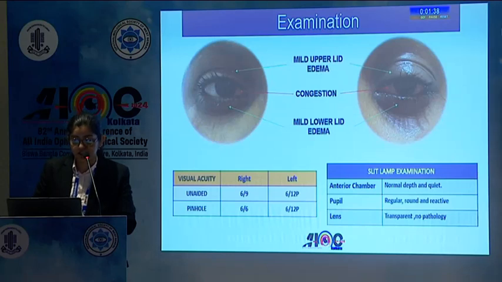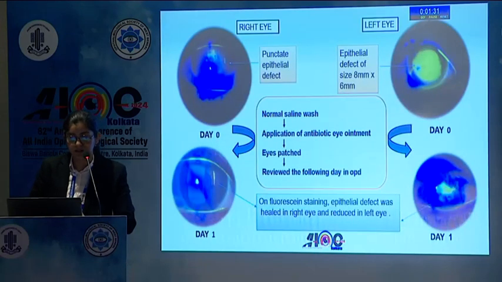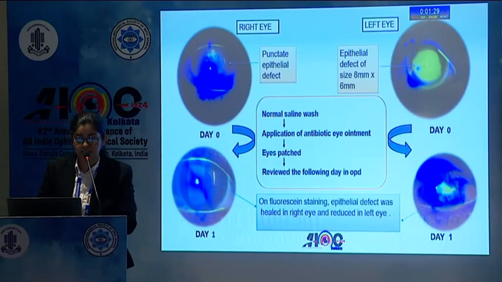On slit lamp examination, we see anterior chamber is of normal depth and quiet, and in pupil and lens, no pathology was noted. In the right eye, we see punctate epithelial defect, while the left eye shows an epithelial defect of 8 mm into 6 mm on fluorescein stain. Normal saline wash was given to the patient, followed by application of antibiotic eye ointment. Eyes were patched for the night and reviewed the following day in the OPD. On fluorescein stain, as we see on the following day, the epithelial defect is completely healed in the right eye and reduced in the left eye.